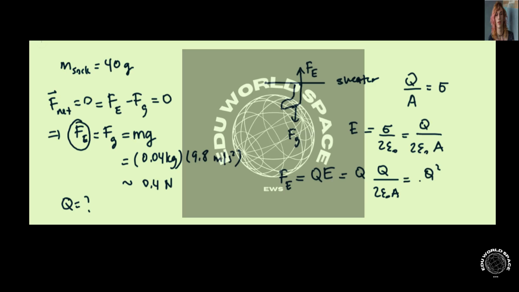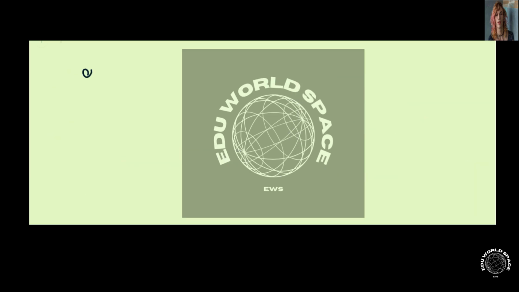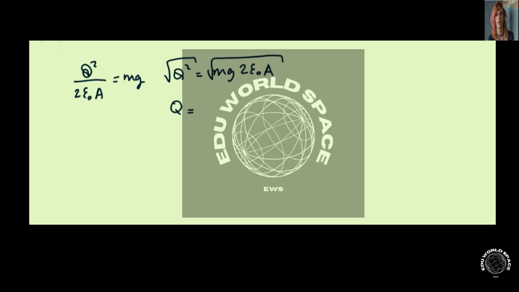Then from here, Q squared over 2 epsilon naught A is going to give us the strength of the electric force. Then this also, we know equals the gravitational force if the sock is levitating, which is mg. Now let's copy this equation. Q squared over 2 epsilon naught A equals m times g. From here, then Q squared is mg times 2 epsilon naught A. If we take the square root of both sides, then we're getting Q.